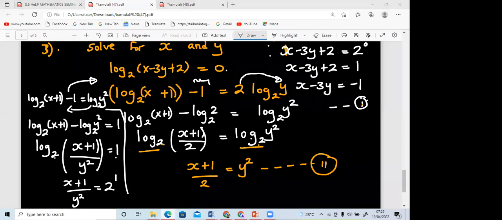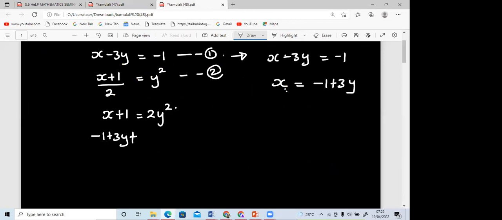Okay, hope it is fine. So when I reach here, I know x is equal to negative 1 plus 3y. So I substitute: x plus 1 is equal to 2y squared. Negative 1 and the 1 is a 0. So I remain with 3y is equal to 2y squared.